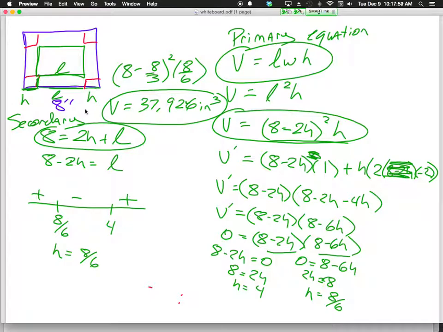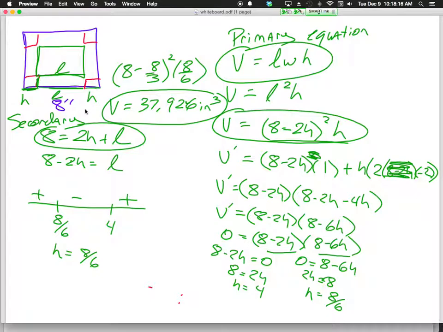Took the derivative, found my value, set it equal to 0, found my values, put it on the sign line, and then found, in this case I wanted a maximum, so I was looking for a maximum, or I could find the minimum. Is there ever going to be more than one maximum or minimum? No. If you're doing one of these, there's only going to be one.